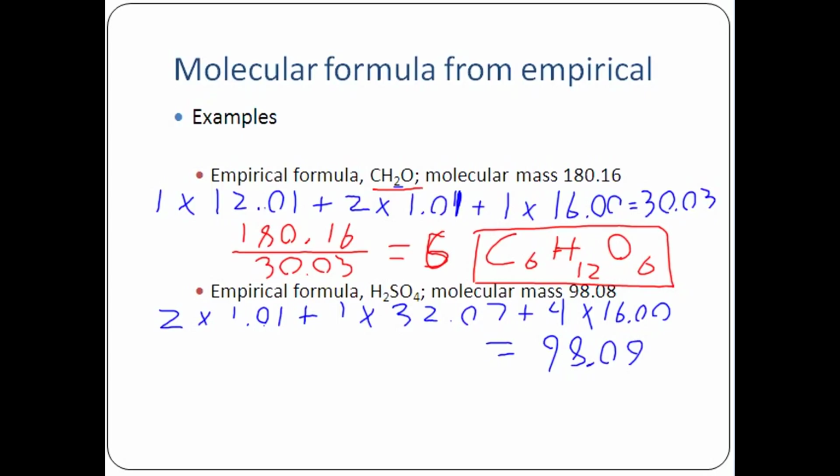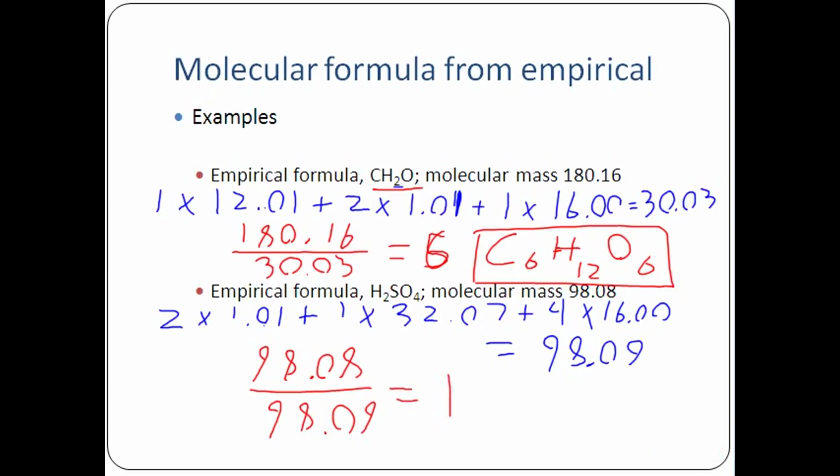So once we've got that empirical mass, the next step is to take that molecular mass, which is 98.08, and divide it by the empirical mass, 98.09. And what you notice here is that this is basically 1.